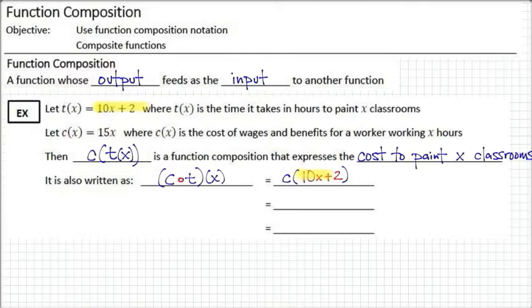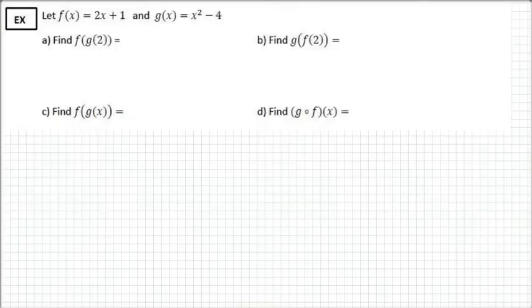So I'm going to start off with a template that describes the c function. The c function is defined as follows: take the input, multiply it by 15. So I have the input as a big box, and then I'm going to multiply it by 15. And then I'm going to put inside of the box the entirety of the input, and make sure you put parentheses around it when you do it. And now you just distribute out the 15 to the 10x and the 2, and we have our function composition simplified. Okay, let's do a couple of examples here.